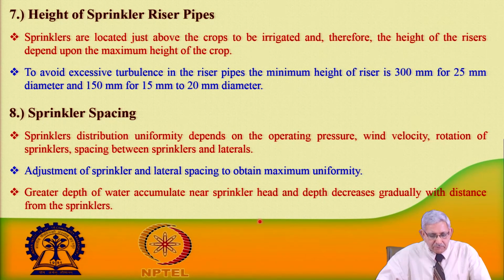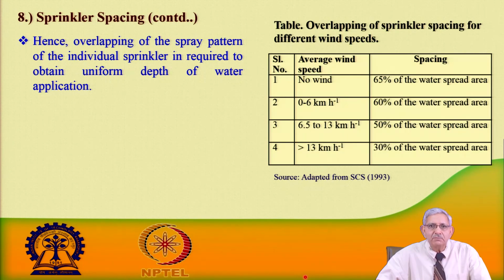In general, the depth of water near the sprinkler is more, and it gradually decreases as the sprinkler jet goes out to the outer circle. So, while we decide the sprinkler spacing, one important point is wind speed. It affects the water distribution pattern. So, overlapping is provided in order to get better uniformity. Overlapping of the spray pattern of the individual sprinklers is required to get a uniform depth of water coverage.